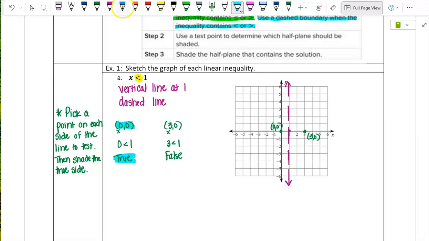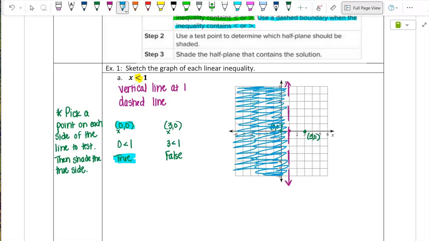So again, we said this side was true. We need to shade the side that has the 0, 0. And when I say shade, it does not have to be completely covered in. We're just going to squiggle, but we do have to shade any part of the graph that is showing. We don't have to waste time making it solid, but we do need to make it very clear which side of that line we are shading. We are saying everything to the left of that line would be a solution to this inequality.